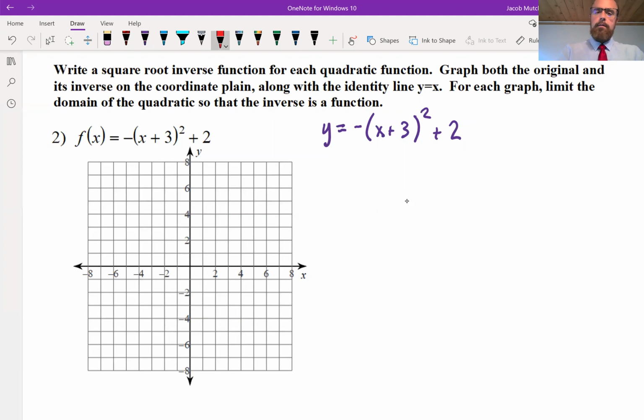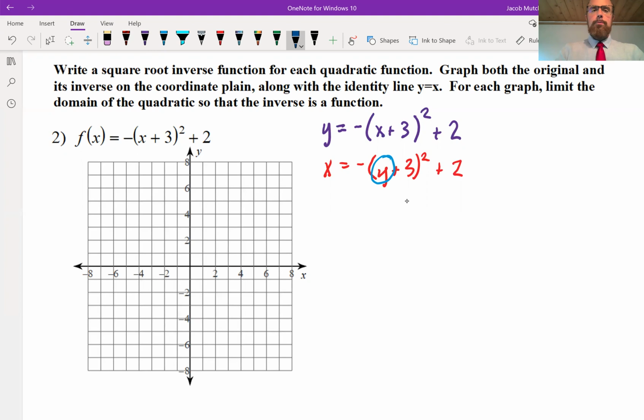So my inverse will be recorded as x equals negative (y plus 3) squared plus 2. And with that switch of the x and the y, the domain and the range, we've got our inverse. Now, in order to make that graphable, I need to solve for y. So let's do that now.